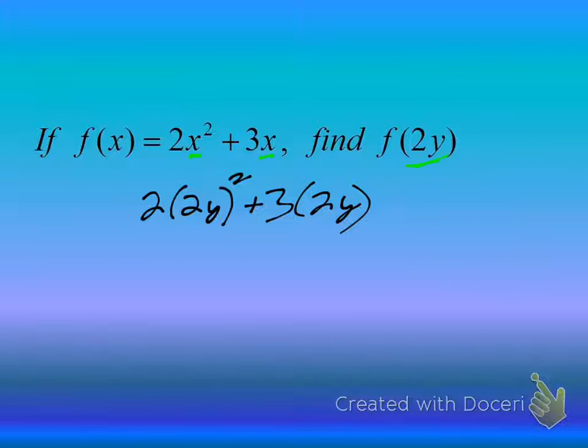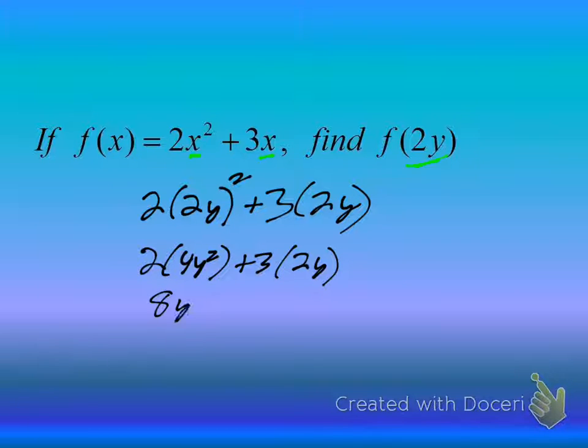So 2y times 2y gives you 4y squared. So far I've asked you to do 2 times 2 without a calculator. I know I'm evil. And now I'm going to ask you to do 2 times 4 and 3 times 2. This is stressful, I understand. Please take your time. 2 times 4? 8, very good. 8y squared plus 3 times 2, 6y, and there's your answer.